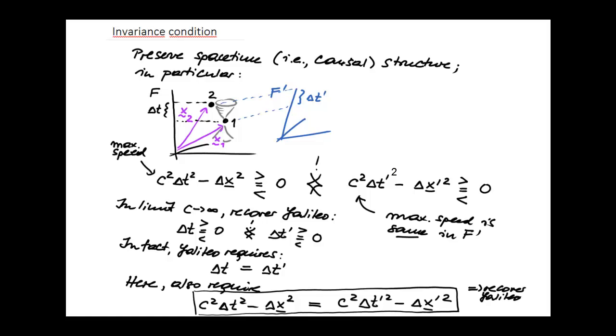And let me also denote that this requirement inside the box, which goes beyond the requirement above, ensures that we recover Galileo in the limit c going to infinity. Okay, let's see what this condition now entails for the form of the Lorentz transformation.